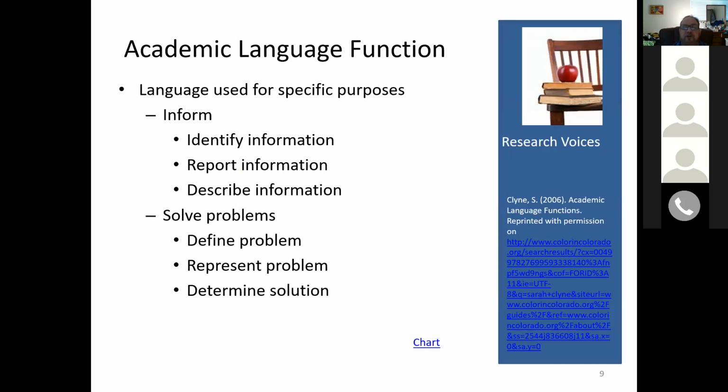Academic language function. Language used for specific purposes. Inform, to identify information. Report information. Describe information. To solve problems. Define the problem. Represent the problem. Determine the solution.